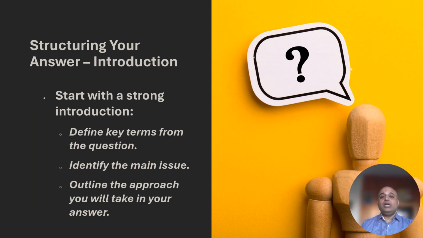Step 1. Define key terms. The IB exam loves clarity. If your question asks about strategic choices, growth strategies, or change management, define those terms upfront. It shows the examiner that you understand the core concept. Example, strategic choice refers to the process of selecting the best course of action to achieve business objectives while considering internal and external factors.